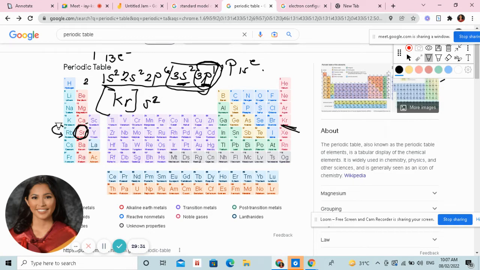What about the number, ma'am? The number of the period: we have 1, 2, 3, 4, 5, 6, 7. How many periods? 7, ma'am. The periods also correspond to the number of energy levels or shells. So what do we write here? 5s2. Strontium is 5s2. Okay.